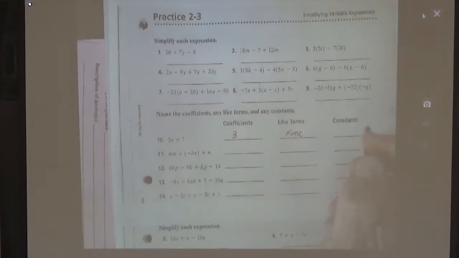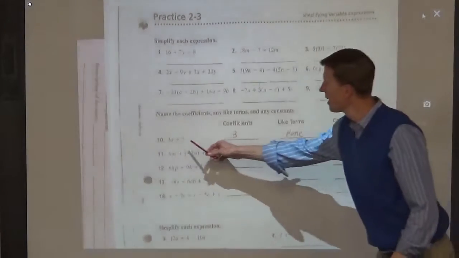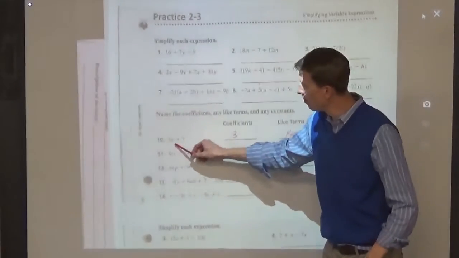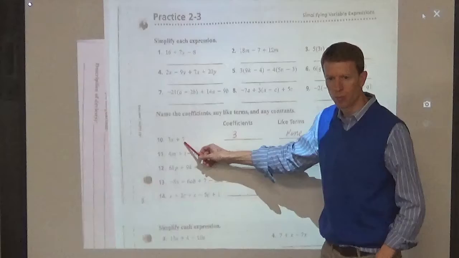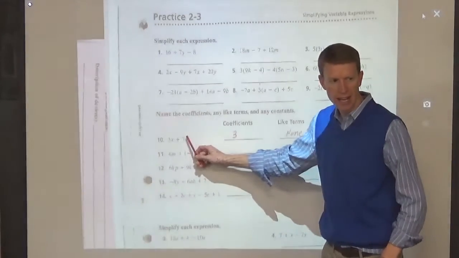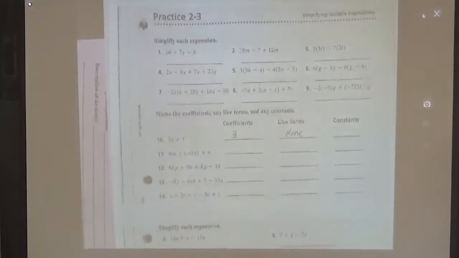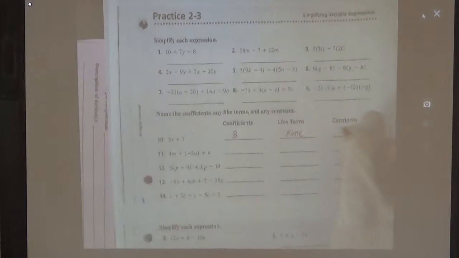Constants. What's a constant? It's just a regular number, or it's called a constant term. There are two different kinds of terms. There are variable terms and there are constant terms. Constant terms do not have a variable. So what is the constant term in that expression? Maya? 7. So write 7 there.